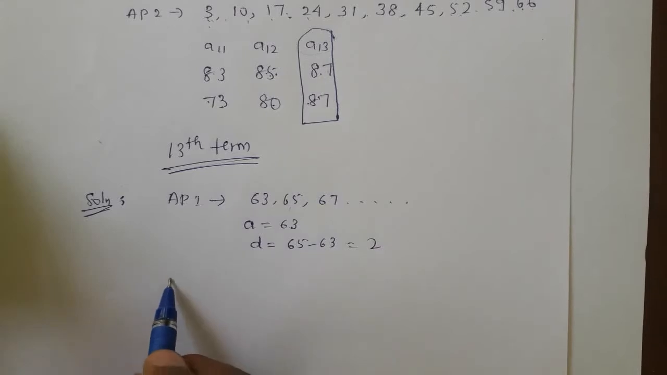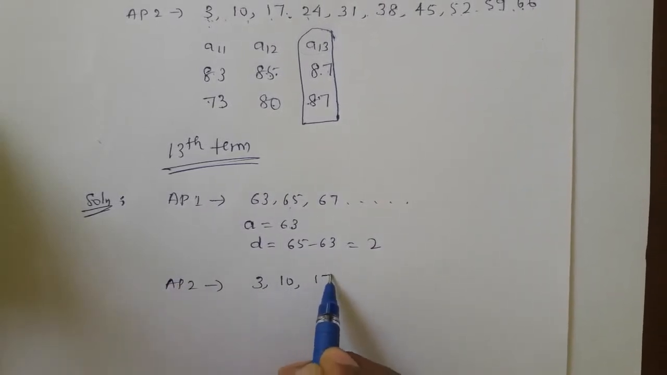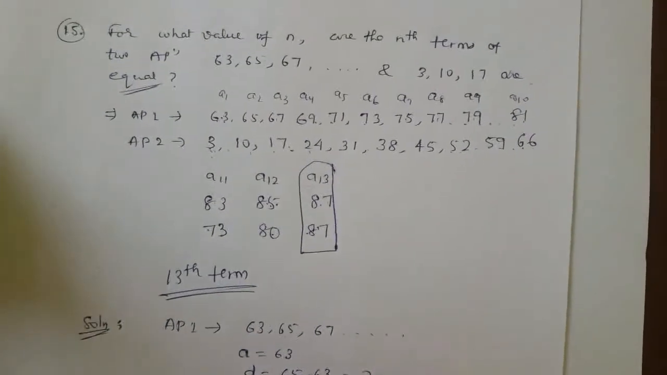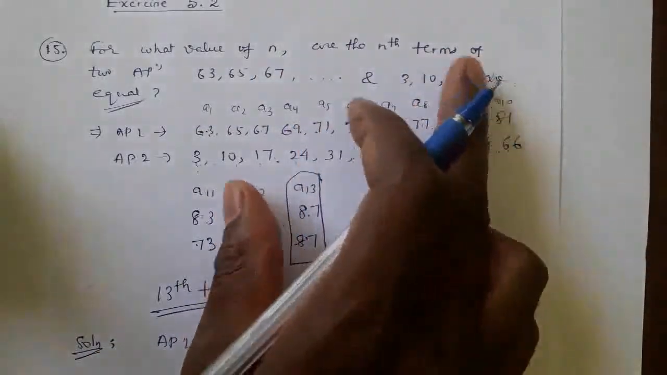After that we go to AP2. What is the clue given in AP2? It is 3, 10, 17, and so on. So here the first term is 3 and the common difference, next term minus previous term, is 7. After noting this down, the question is: at what value of n are both the nth terms equal?